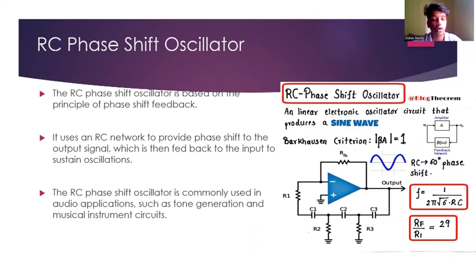The RC phase shift oscillator is commonly used in audio applications such as tone generation and musical instrument circuits. This is a circuit diagram of the RC phase shift oscillator. This is the formula for the RC phase shift oscillator: F is equal to 1 by 2 pi root 6 into RC.